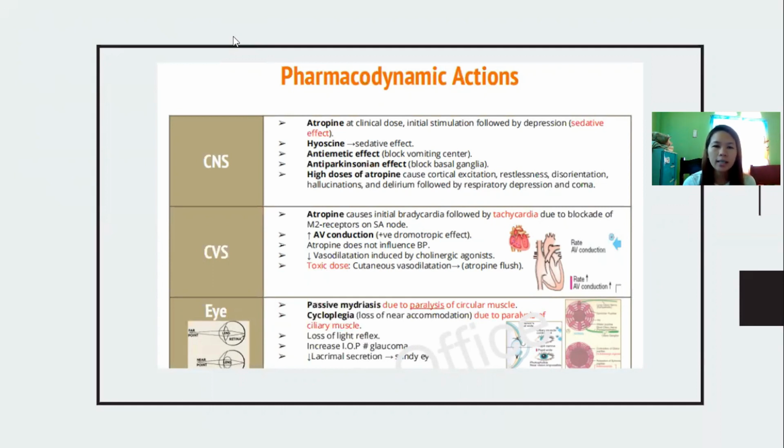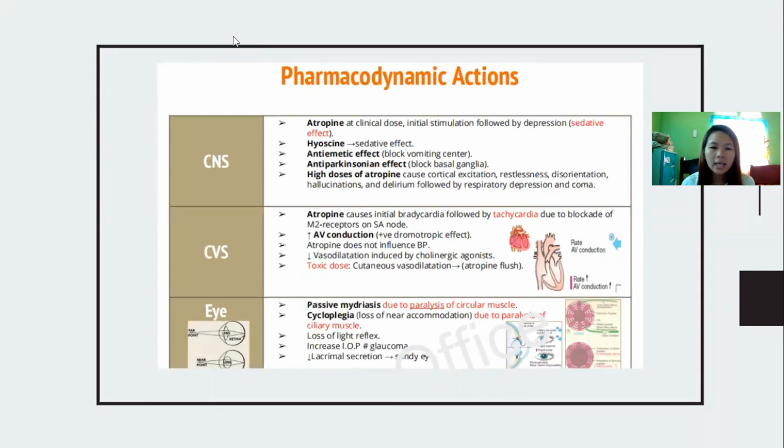While in the CVS, atropine causes initial bradycardia followed by tachycardia due to blockade of M2 receptor on SA node. AV conduction: atropine does not influence blood vessels, but blocks vasodilation induced by cholinergic agonists. So the AV conduction has a positive dromotropic effect. Toxic dose: cutaneous vasodilation, atropine flush.